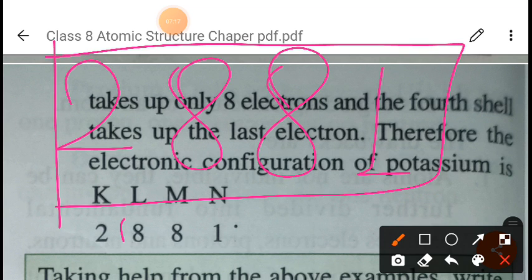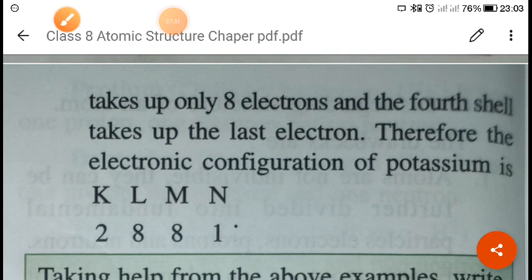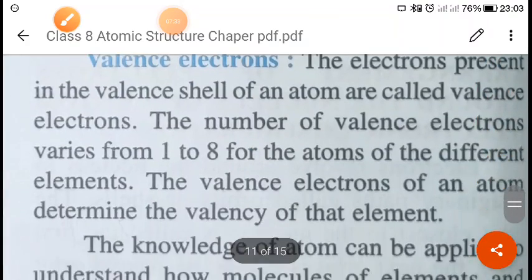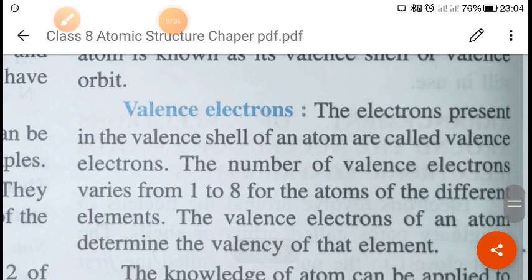If you talk about hydrogen, it will be 1, for helium it will be 2, for lithium it will be 2 and 1, right? And for sodium it will be 2 8 and 1, right? Like this we will fill these. I hope you have understood this.